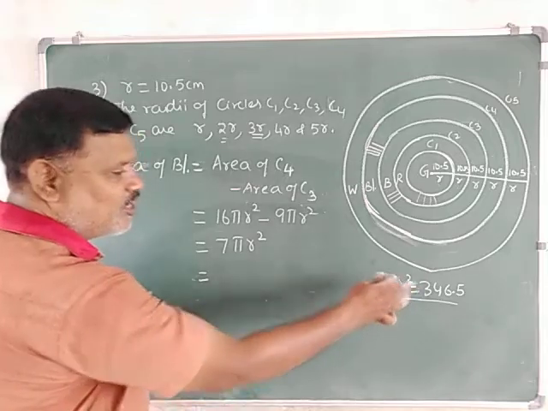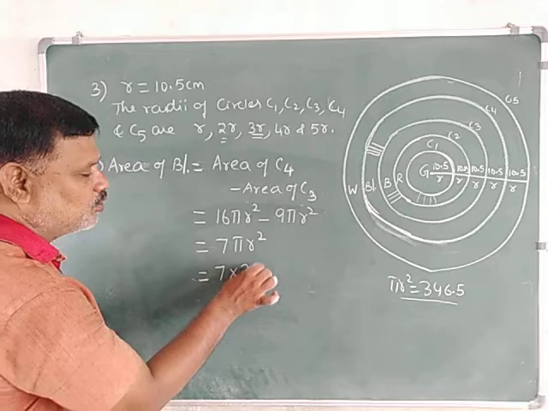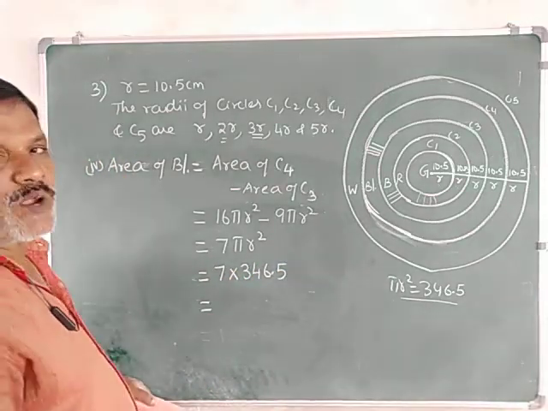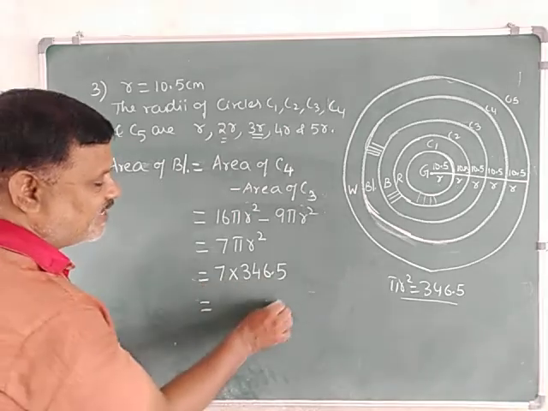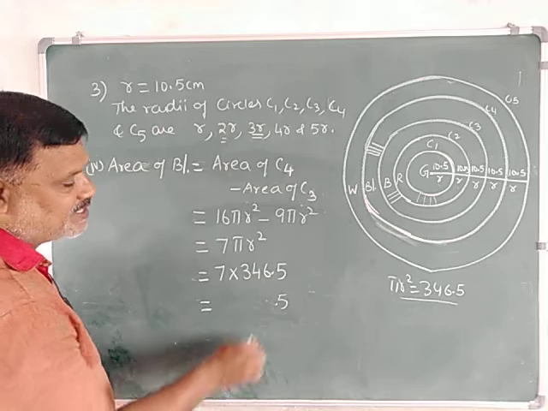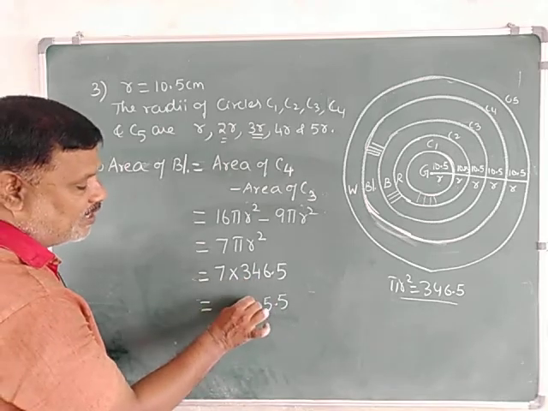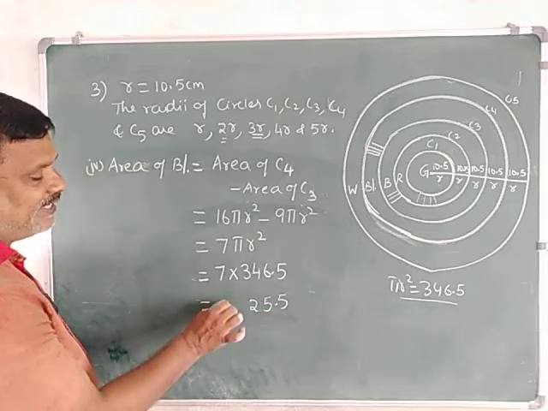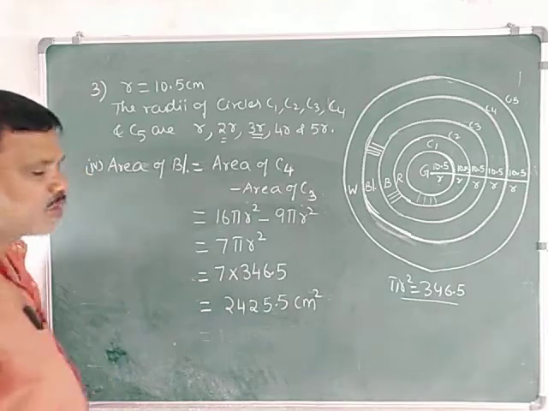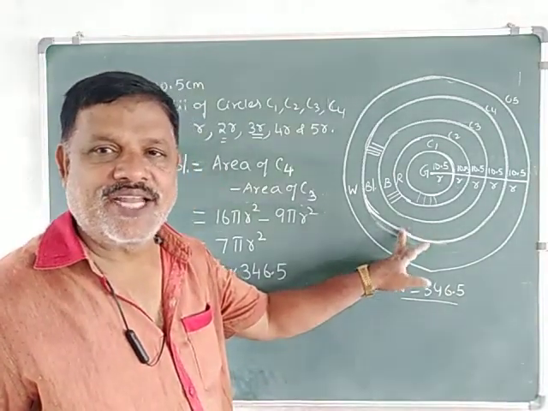And the pi r square value is 346.5. So I get 7 into 346.5. Now multiply 346.5 with 7. 7 5s are 35, point, balance 3. 42 plus 3, 45, balance 4. 28 plus 4, 32, balance 3, and then 24. So 2425.5 centimeter square will be the area of the black region.